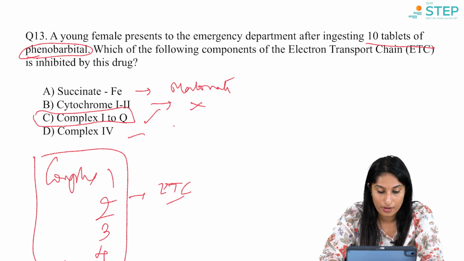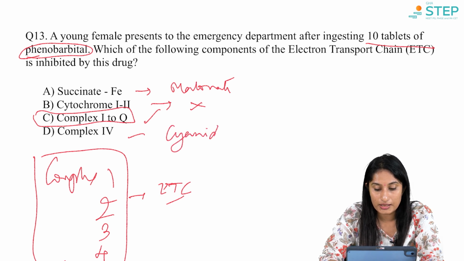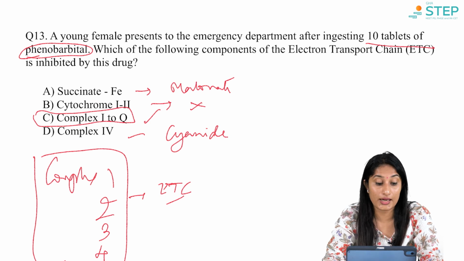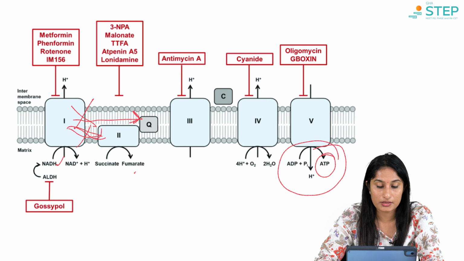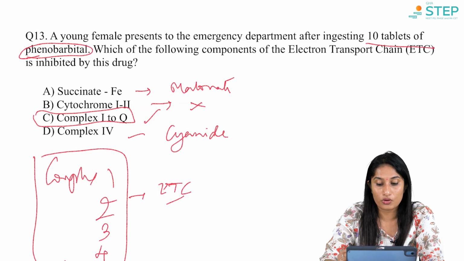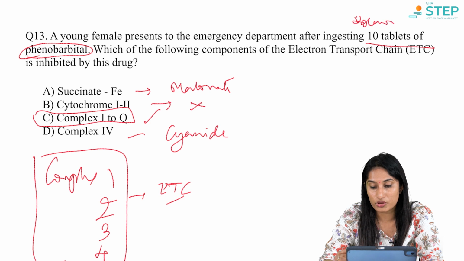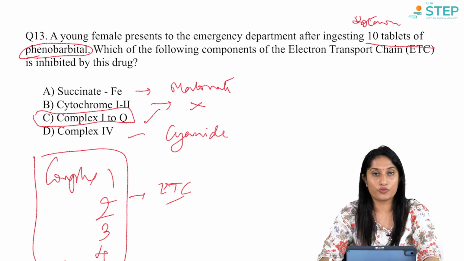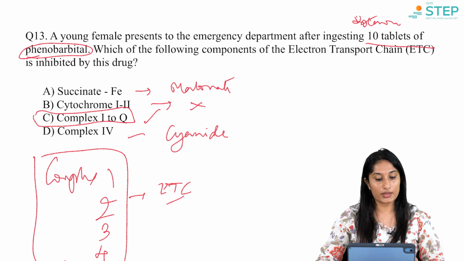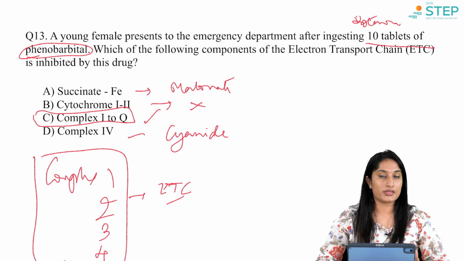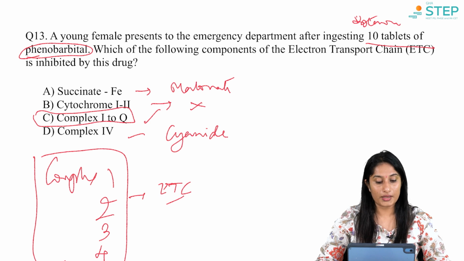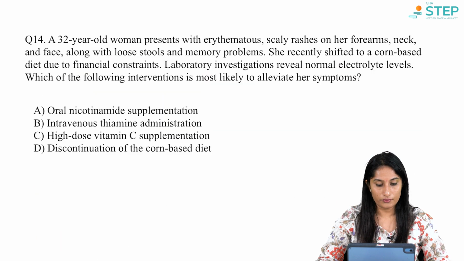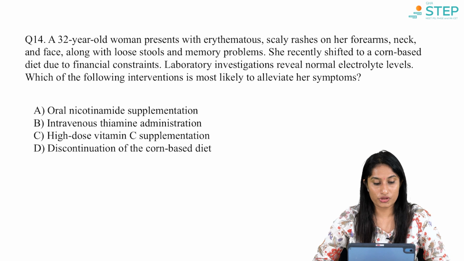For complex 4, we have a famous potent inhibitor, that is cyanide. So, cyanide is a complex 4 inhibitor and the complex 3 inhibitor is antimycin. Complex 1 is mainly phenobarbital, or also one more, that is rotenone, the fish poison. So, phenobarbital, remember, is a complex 1 inhibitor. You can safely say the answer here is option C, complex 1 to Q. Okay, let's move on to the next question.